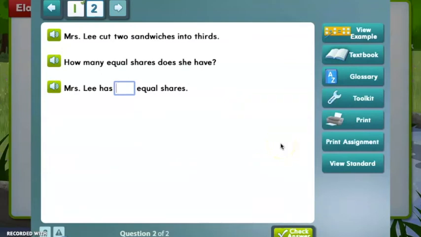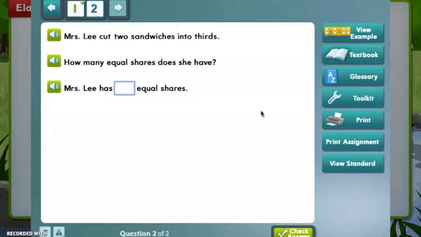So it says, Mrs. Lee cut 2 sandwiches into thirds. How many equal shares does she have? So equal shares is another way of just saying equal pieces. So in other words, if she were to cut up 2 sandwiches into thirds, how many equal shares does she have? So basically how many pieces will each person get?